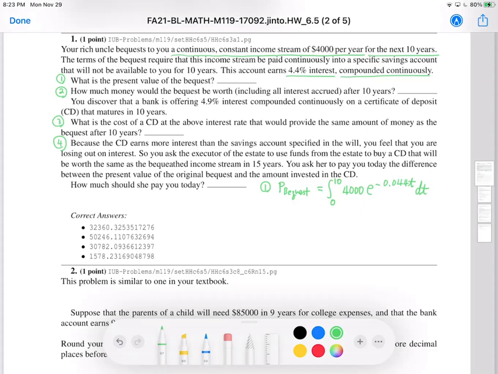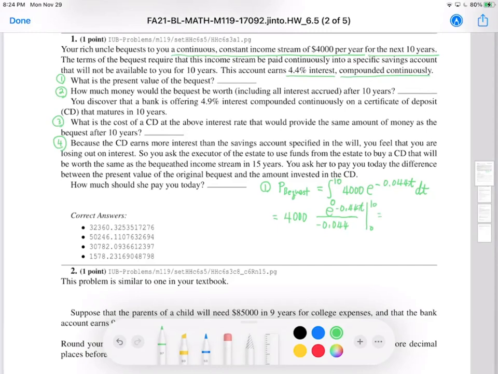So if you compute this integral, then using the fundamental theorem of calculus, 4,000 times, you can bring the constant outside. The antiderivative of the exponential function is negative 1 over 0.044 times e to the negative 0.044 t, from 0 to 10. So 4,000 times, let me simplify a little bit.